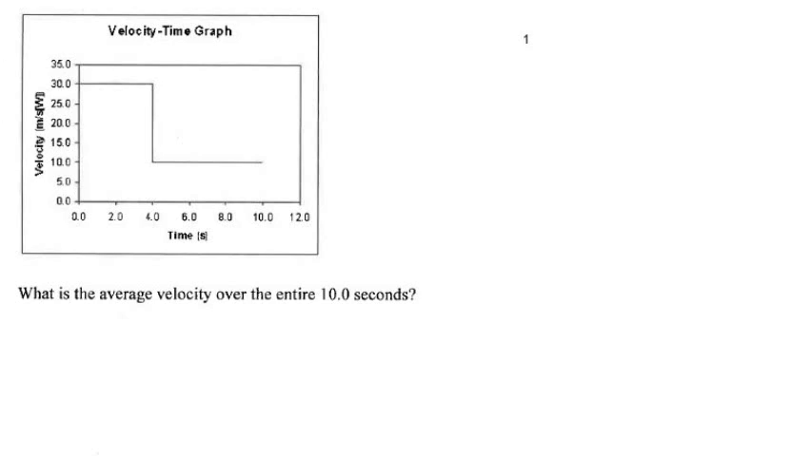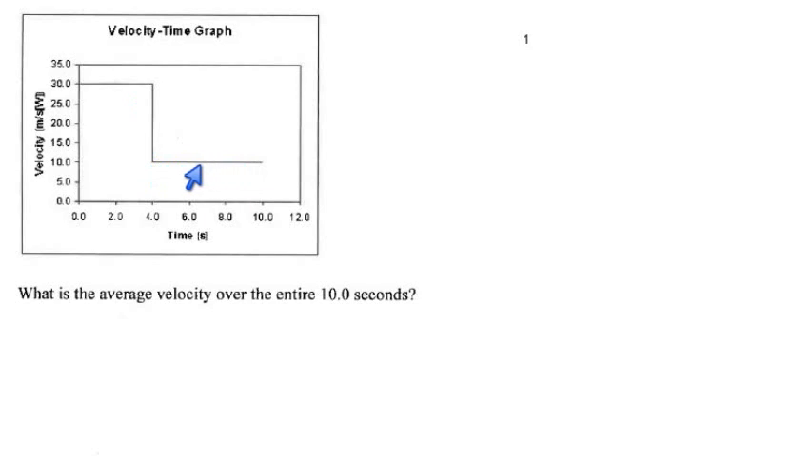Okay, so what is the average velocity over the entire 10 seconds? What they're showing us here is some object was moving. The clock started at 0 and then 2, 4, 6, 8 up to 10 seconds seems to be where the story ends. And at first the object was going fast. It was going 30 meters per second. And then it slows down to just 10 meters per second.